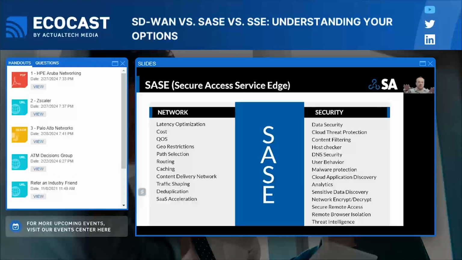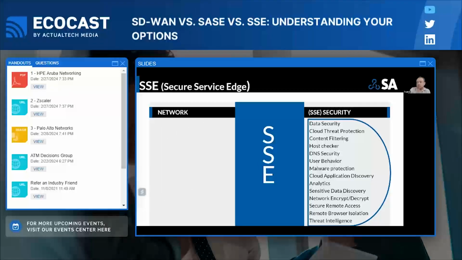So in this framework of SASE, we have network and we have the security controls. And you can see one and another, what do we have under there? I'm not going to read this, you're probably familiar with this, but you get the idea. With SSE, we're basically removing the network component and only focusing on the security aspect of this part.